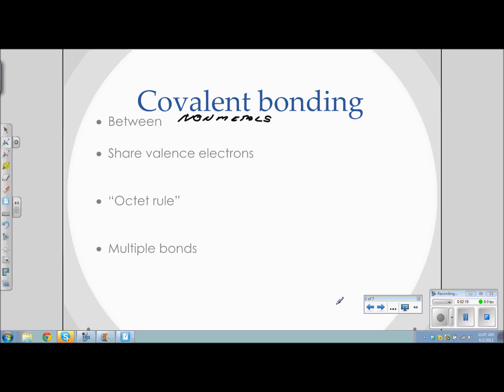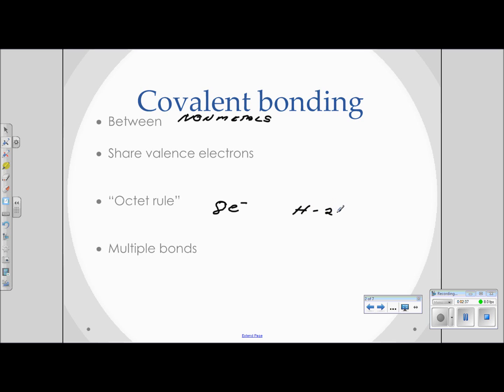The octet rule means that all atoms want to have 8 electrons. So it's important to remember that we want 8 electrons, with the exception of small atoms, such as hydrogen, that can only take 2 electrons. And there's another exception, that is boron, that can only take 6 electrons. But other than that, everything wants 8 electrons in its outermost energy level.